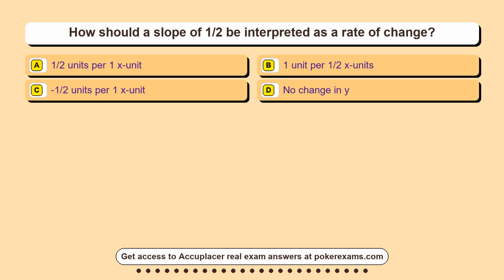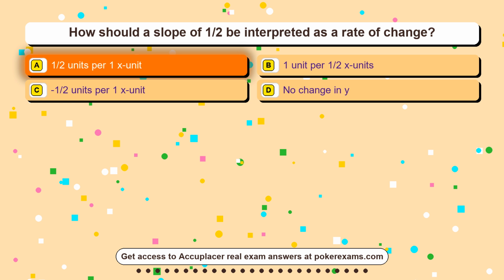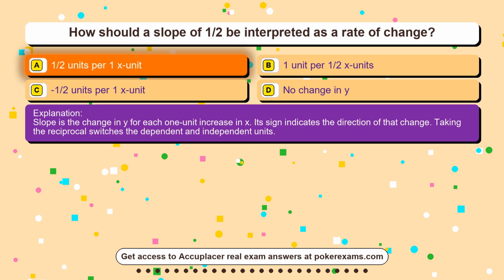Question 20. How should a slope of 1/2 be interpreted as a rate of change? Option A, 1/2 unit per 1 x-unit. Option B, 1 unit per 1/2 x-units. Option C, -1/2 unit per 1 x-unit. Option D, no change in y. The correct answer is Option A, 1/2 unit per 1 x-unit. Slope is the change in y for each 1-unit increase in x. Its sign indicates the direction of that change. Taking the reciprocal switches the dependent and independent units.